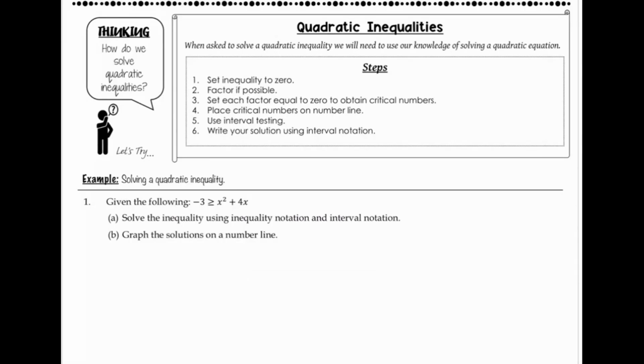Let's take a look at today's thinking. We have, how do we solve quadratic inequalities? Quadratic inequalities. When asked to solve a quadratic inequality, we will need to use our knowledge of solving a quadratic equation. So what are these steps?